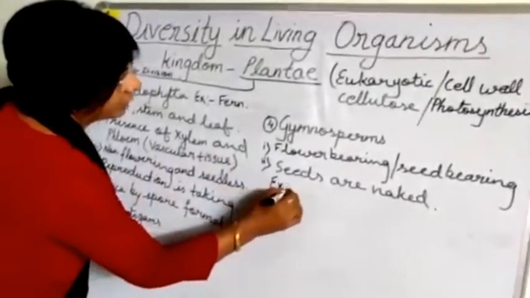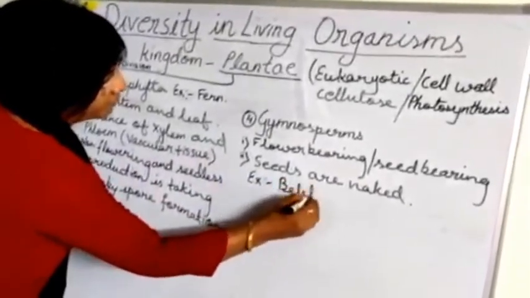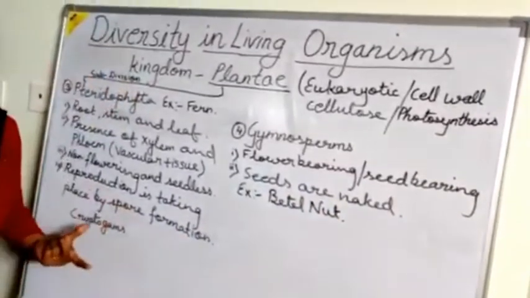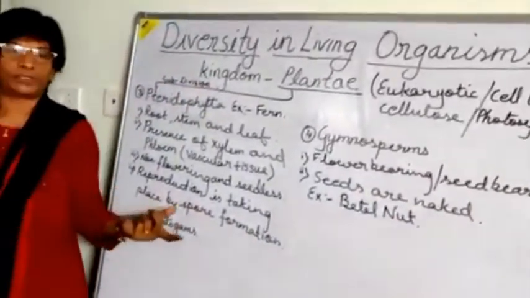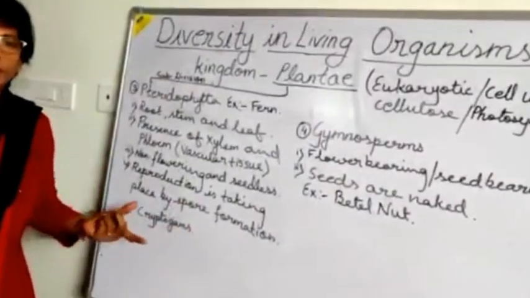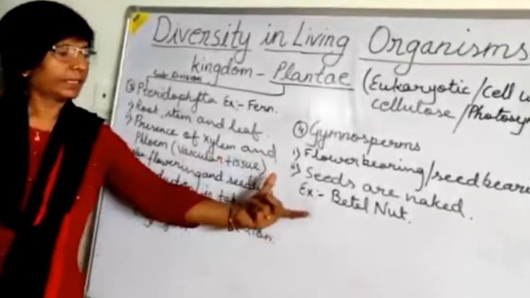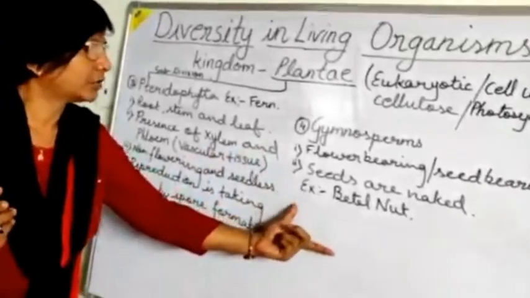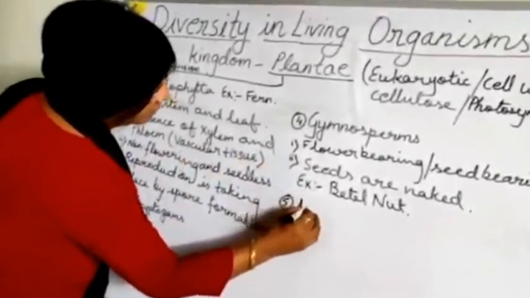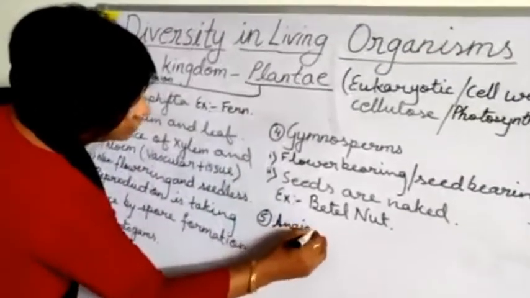Example for this is betel nut. Betel nut means the supari, which we eat with the betel leaf. Okay. So these are the characteristics of the gymnosperm. Now the fifth one comes, the angiosperm.